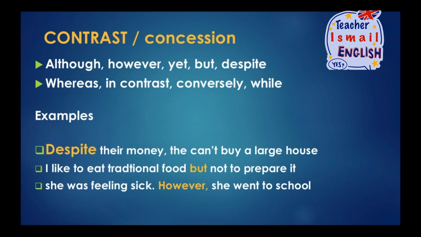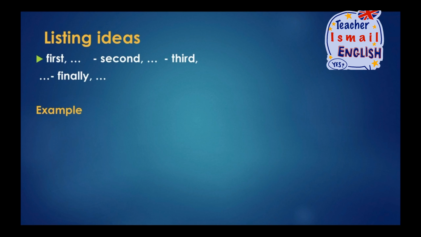We're going to move to another function. We have listing ideas. What does listing ideas mean? Imagine that you are writing a paragraph and we have different ideas, and you want to talk about the negative impact of technology. We have a lot of negative impacts of technology, so how are we going to write them? You can say technology has a lot of negative impacts: first, second, third, fourth, etc. This is how we should do it.